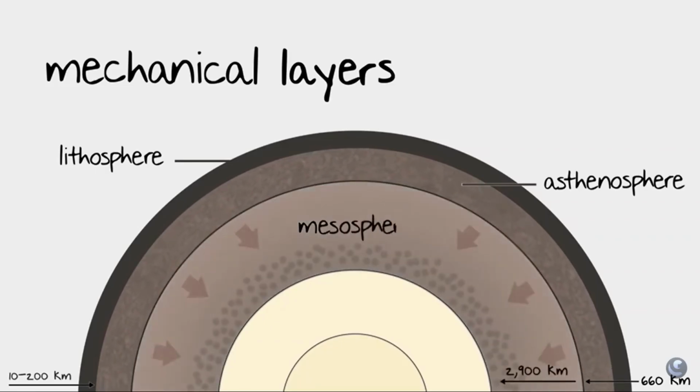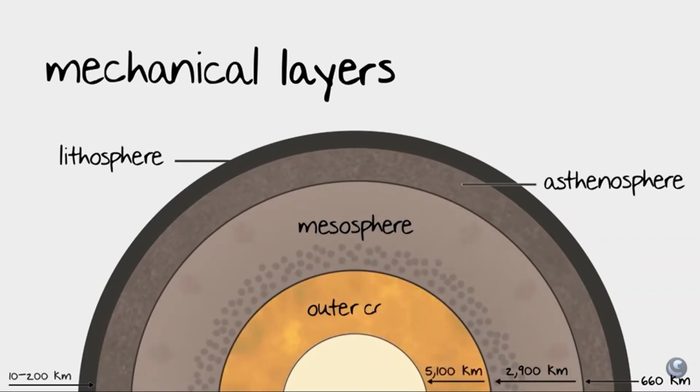The mesosphere is next. At this level, the pressure is really starting to build, which restricts the molecules' ability to move, thus making it very, very rigid. Past the mesosphere is the liquid outer core. Extremely high temperatures melt the metals contained in this layer into liquid form. Think flowing rivers of lava, and you'll have a pretty good idea of what the outer core is like.